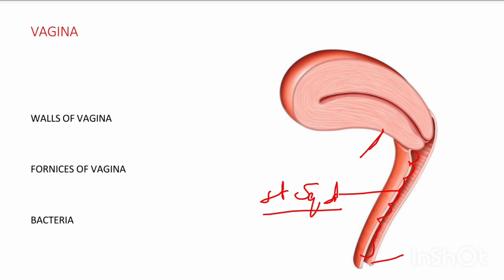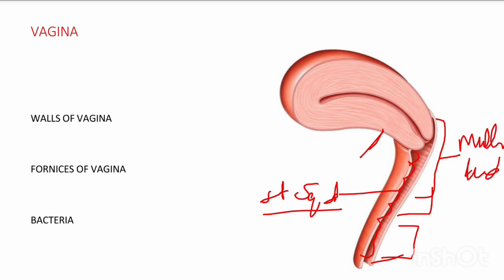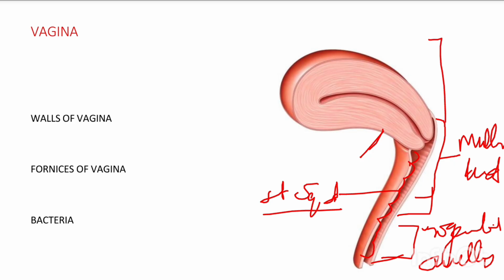This is the upper two third part and this is the lower one third part of the vagina. The upper two third part of vagina is derived from the Mullerian duct, and the lower one third part of vagina is derived from the urogenital sinus. And what about uterus and cervix? These are also developed from the Mullerian duct.